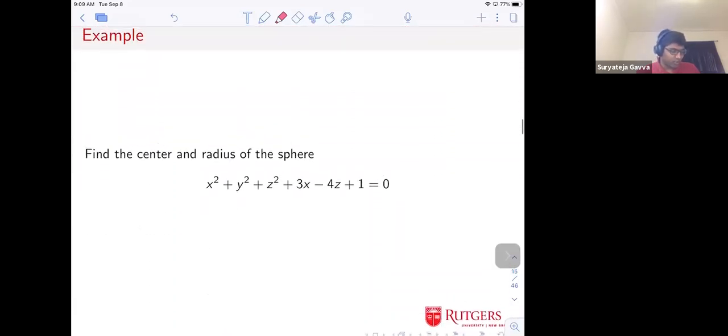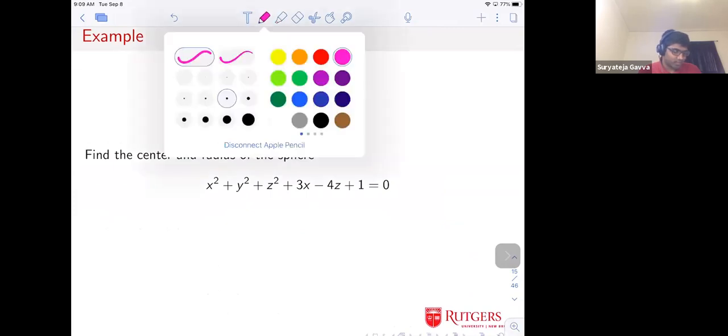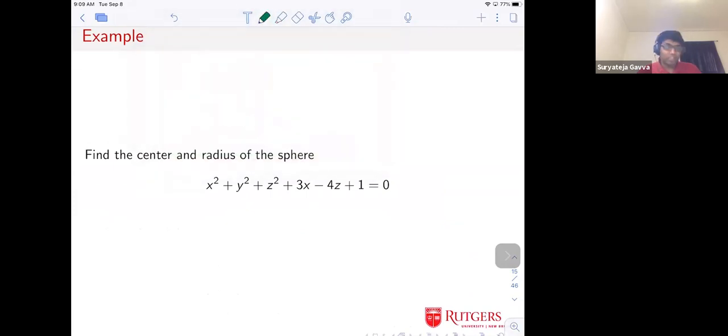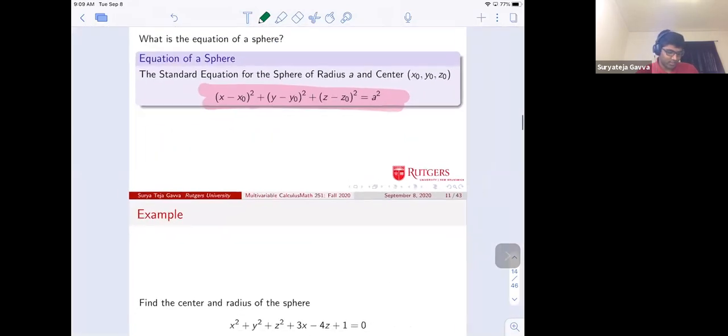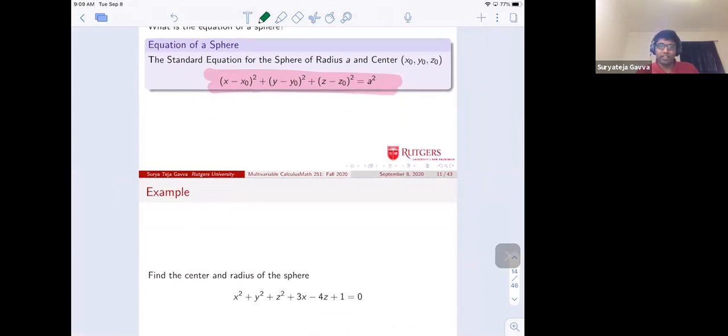Okay, so let's do an example. You want to find the center and the radius of a sphere, which is given by this equation. So this is the equation, and it's saying it's a sphere, but it's not in the form, right? It doesn't look like the equation that we have. So what do we need to do?